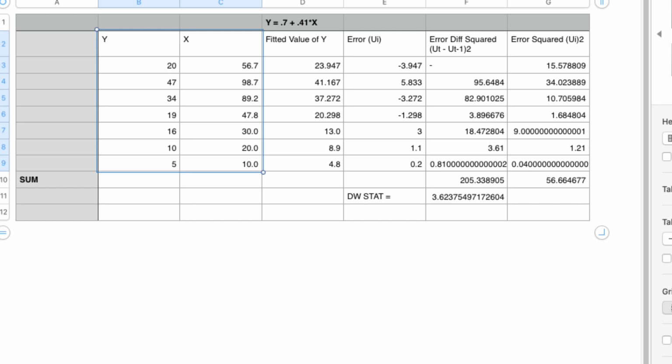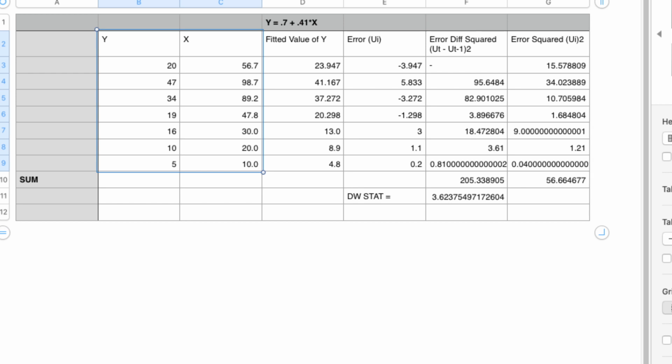Now, according to the Durbin-Watson statistic, I have to sum these things up, and I get 205.338. For the denominator, I have to square the error terms and sum them up. So I square 3.9, and I get 15.57. I square 5.833 and get 34 point something, and so on and so forth. I square these error terms and sum them up, and I get 56.66. Now, according to the Durbin-Watson formula, I divide these two, and I get 3.62.